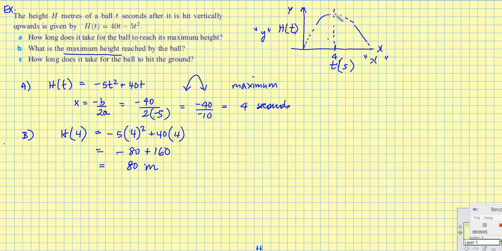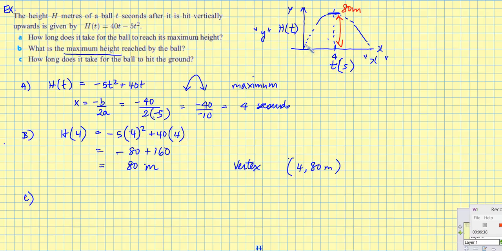All right, so I now know that the vertex is found at 4 seconds and 80 meters. So it reaches its maximum height at 4 seconds, and that maximum height reached is 80 meters. Okay, so the maximum height here is 80 meters. Now, in part C, the final part of the question is asking us, how long does it take for the ball to hit the ground?